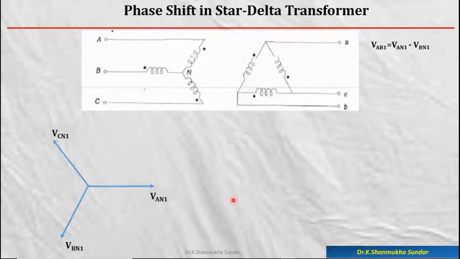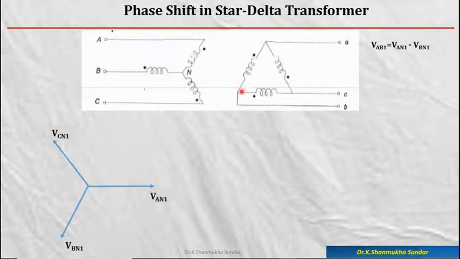With this reference vector, we are going to represent the different voltages depending on the dot convention we have represented in this star delta transformer. Now VAN: it is the positive sequence phase voltage on the star side. What is the corresponding phase voltage on the delta side? This is the corresponding winding which is in parallel with this one.